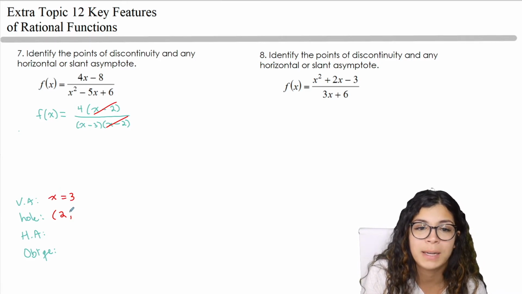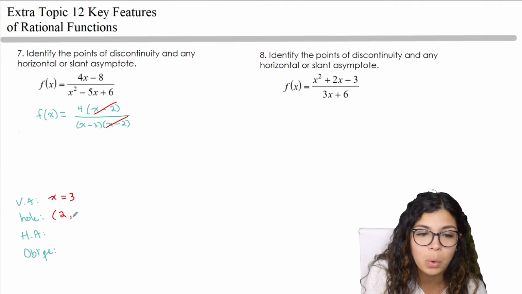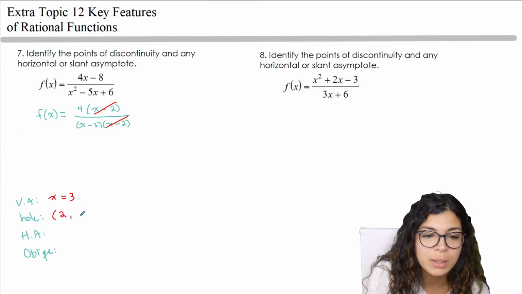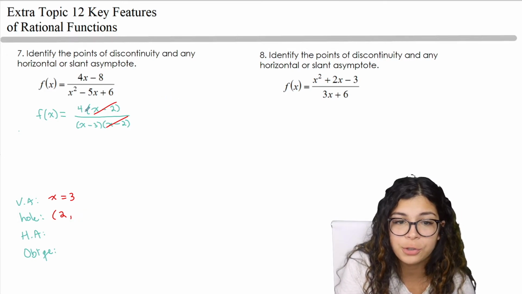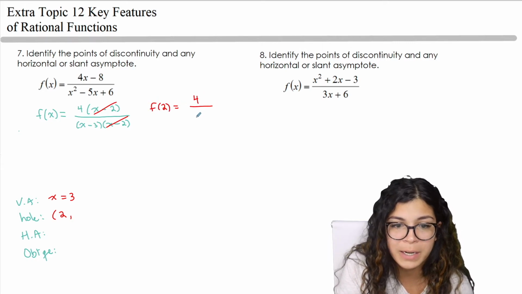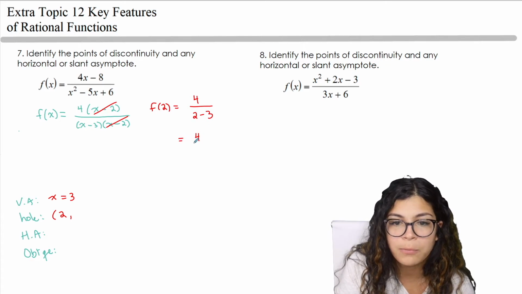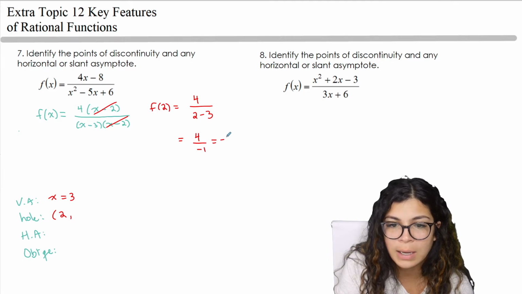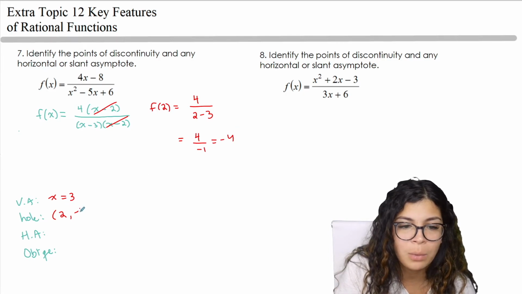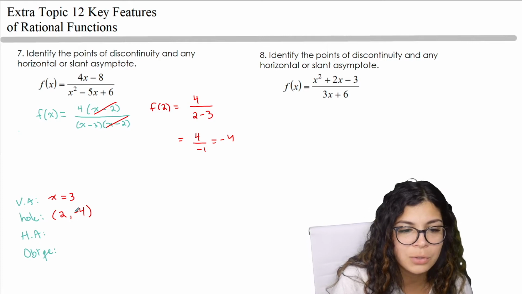And I need to now find the y value for my hole. So I need to find what is the y value when x is 2. Remember, you want to use the simplified version of your function. So f of 2, I want to find that output. The numerator is 4, the denominator is x minus 3, so 2 minus 3. 2 minus 3 is negative 1, so we end up with 4 divided by negative 1, which is negative 4. So that is the output for the input 2, and that is our hole.